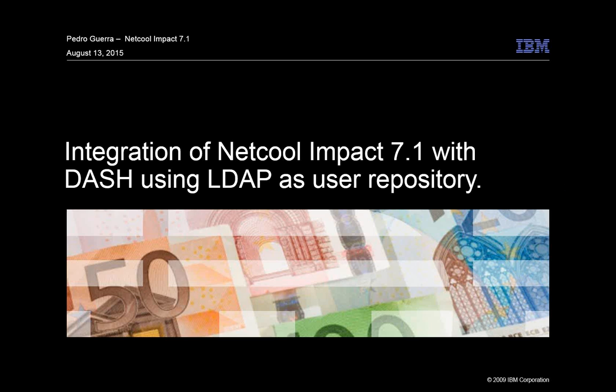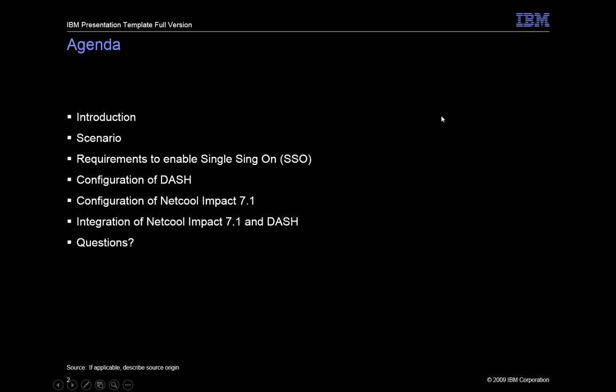So today we're going to do an integration of Netcool Impact 7.1 with Dash, and what we're going to do is use the LDAP as a user repository. So the first thing we're going to go through is the agenda. I'm going to do a little bit of introduction of where I'm coming from and the scenario that I'm going to be working on. Then we'll cover the requirements to enable single sign-on for Dash and Impact. Then we're going to do a configuration, the stuff you need to do on Dash first. My recommendation would be to do it in Dash first and then Netcool Impact. Then eventually you integrate both of them, and I'll show you the final product, and then we'll have some questions at the end.